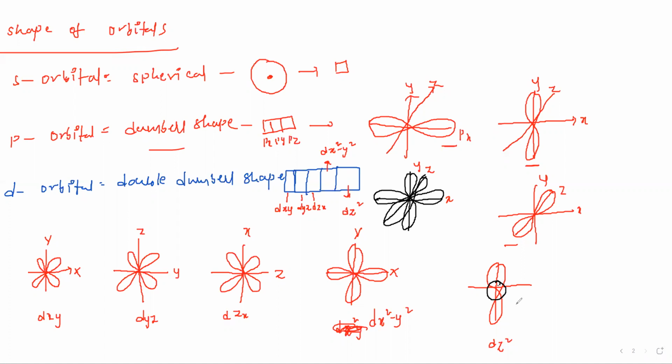So this one is dz square. So draw this one firstly. This is px orbital and py orbital and pz orbital. And this is total p orbitals.